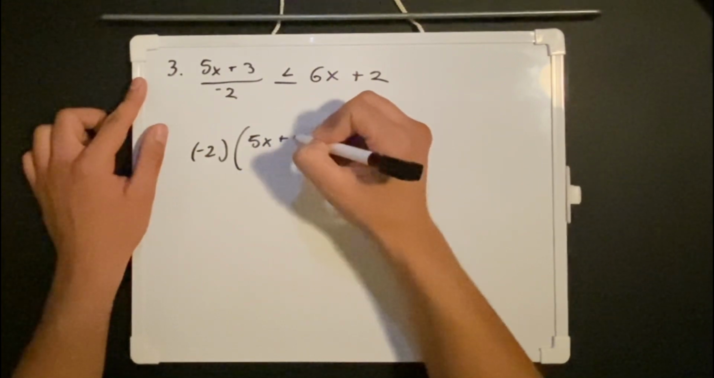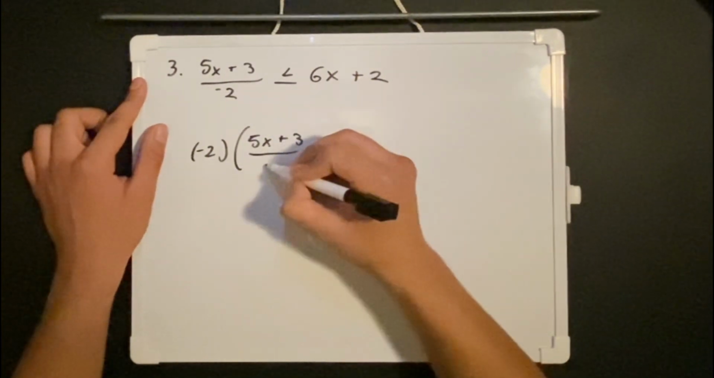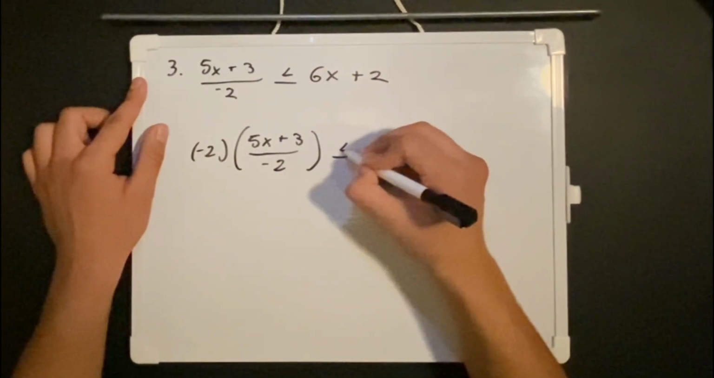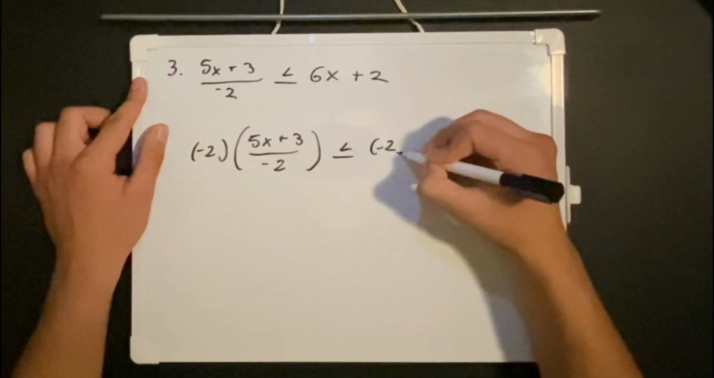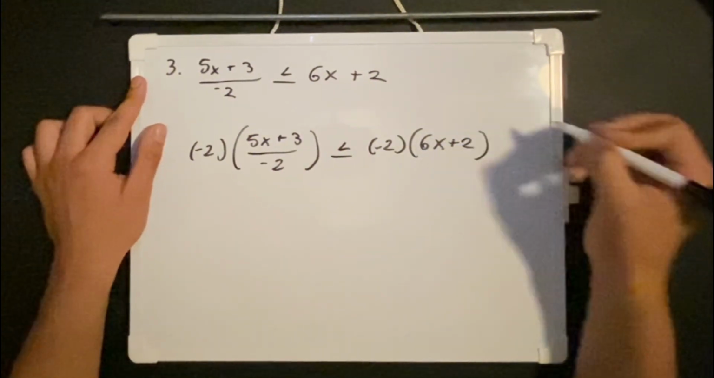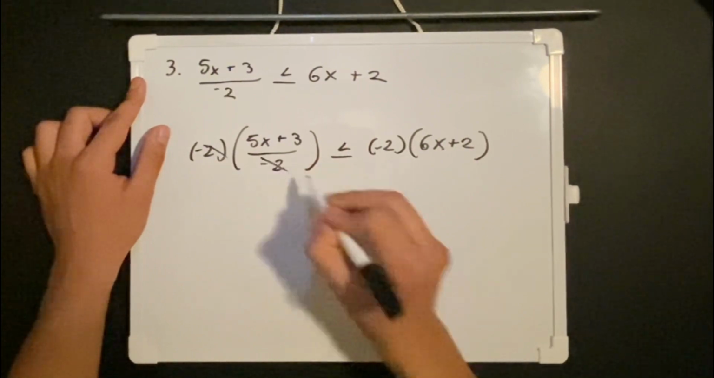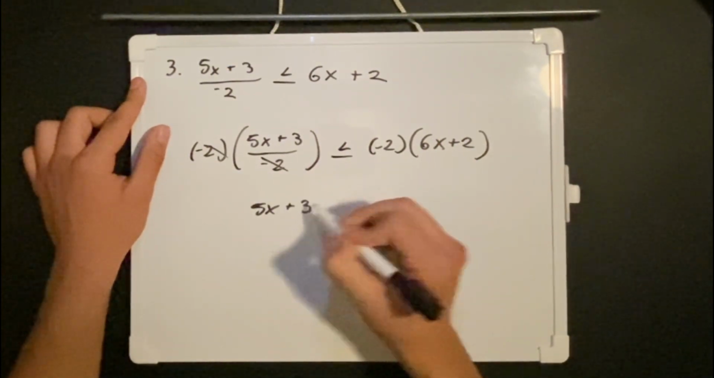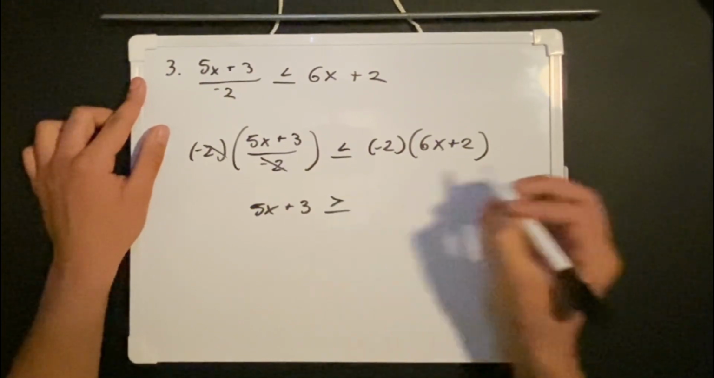What do I mean by this? Well, we have -2 times (5x + 3)/-2. And what we do to one side, we must do to the other. And with that, the denominators cancel, but we are multiplying by a negative, so you must flip the sign.